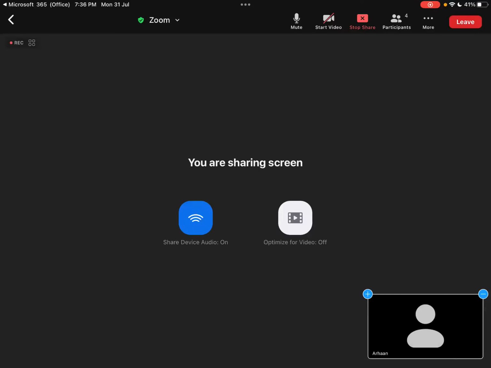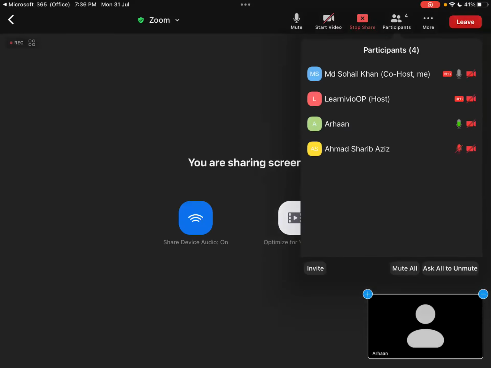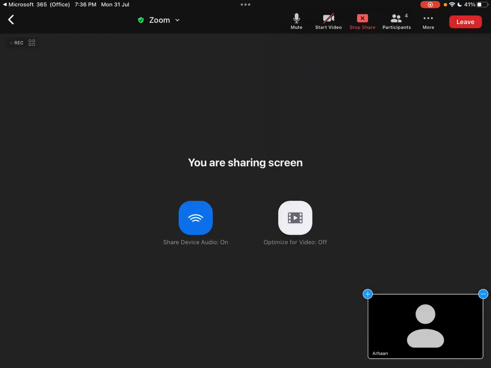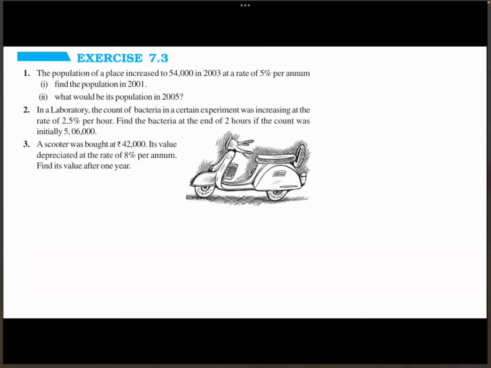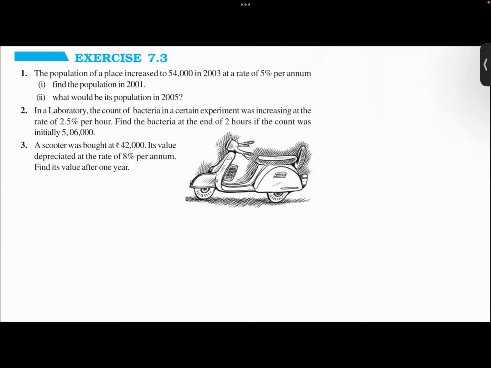Sir, by the way, where is the published date written? Because I cannot find it. Okay, it must be on the first page. You can find it on the first page of the book, not the cover page. Inside the cover page, you can find it out.